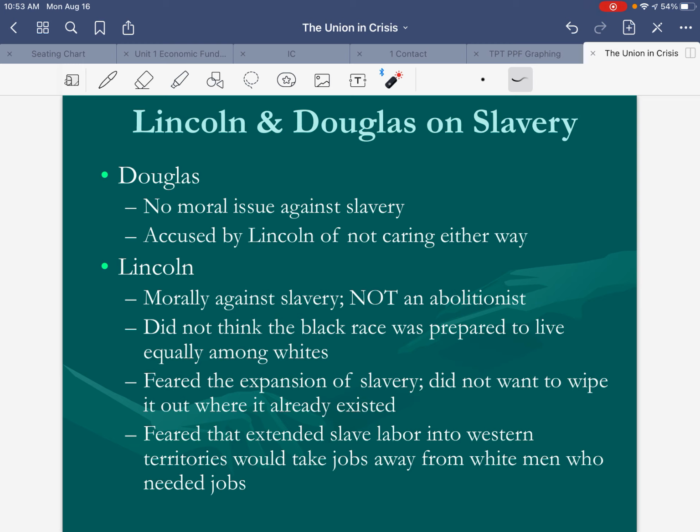He was afraid that if slaves were immediately freed, then they wouldn't be able to live amongst everyone and they would be mistreated. He didn't want slavery to be expanded. That's called free soil, remember? Let's not make any new slave states. But that doesn't mean that he wanted to eradicate it. He wasn't an abolitionist.